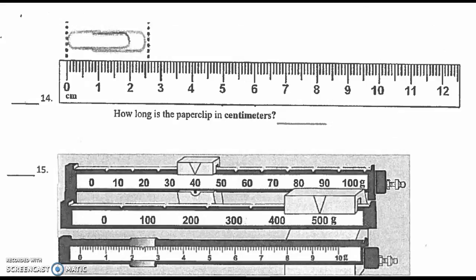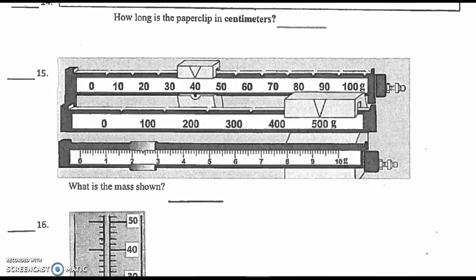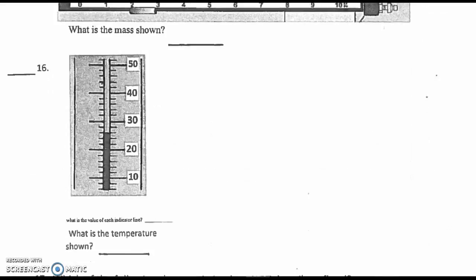Number 14. How long is the paperclip in centimeters? Number 15. What is the mass shown on the triple beam balance? Number 16. What is the temperature shown on the thermometer? But first, you have to figure out the value of each little indicator line. What is the temperature shown?